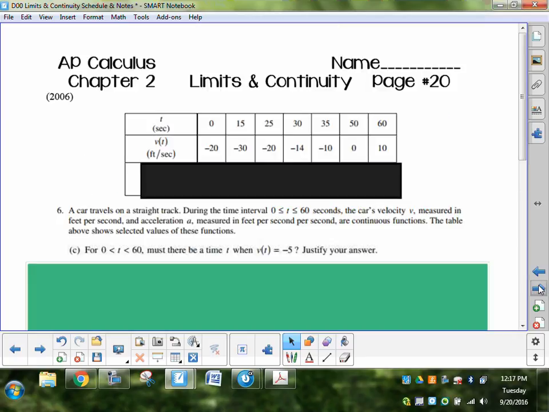Next one up. All right, a car travels on a straight track. During the time interval from 0 to 60 seconds, the car's velocity, measured in feet per second, and acceleration, are continuous functions. This is important. When you see that they're continuous functions, what door does that open up to you? Intermediate value theorem. The table below shows these. Between time 0 and 60, there must be a time when the velocity equals -5. Justify your answer.